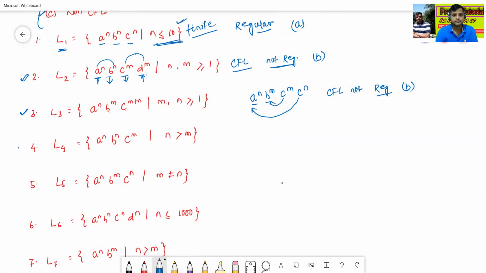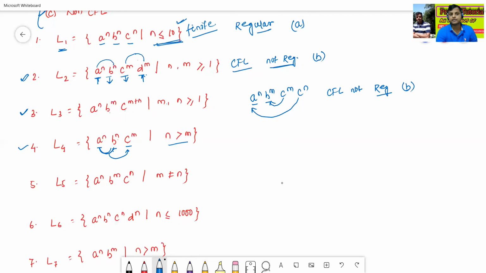The next question. L4 equals a to the power n, b to the power n, c to the power m, where n is greater than m. Here two comparisons will be required. The same number of a's is followed by the same number of b's, and the number of a's must be greater than the number of c's, so two comparisons, meaning two memories, will be required.